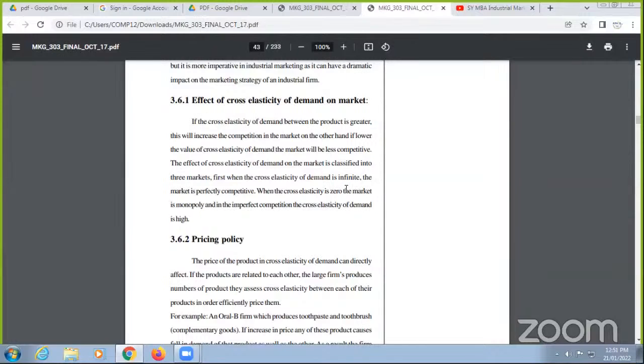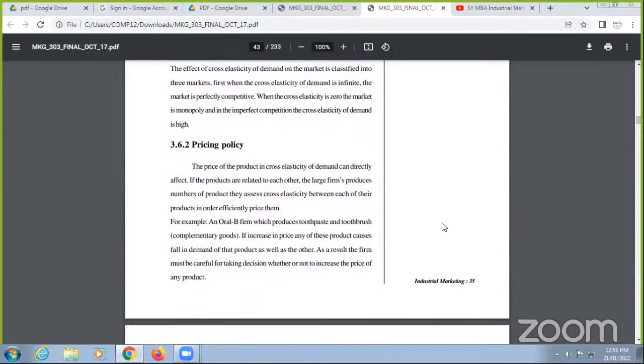The price of a product, through cross elasticity of demand, can directly affect other products if the products are related to each other. Large firms possess a number of products. They consider cross elasticity between each of their products in order to price them efficiently. For example, Oral-B produces toothpaste and toothbrushes, which are complementary goods.